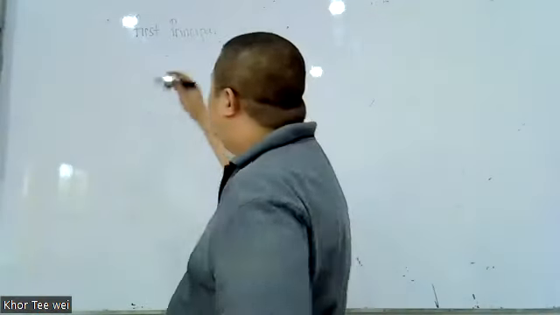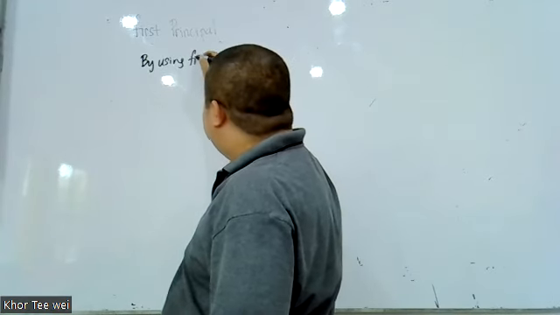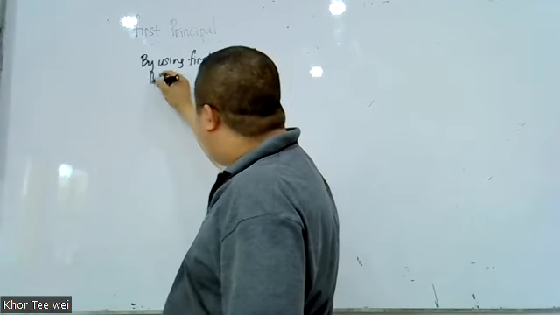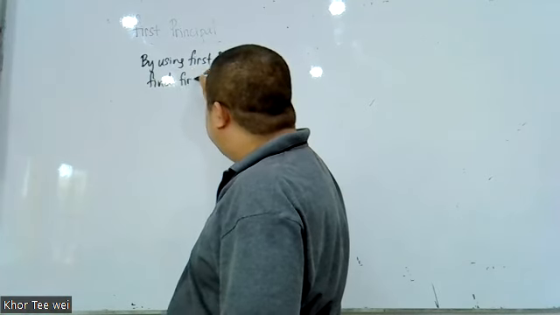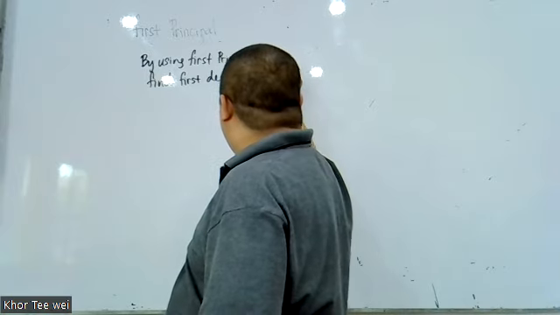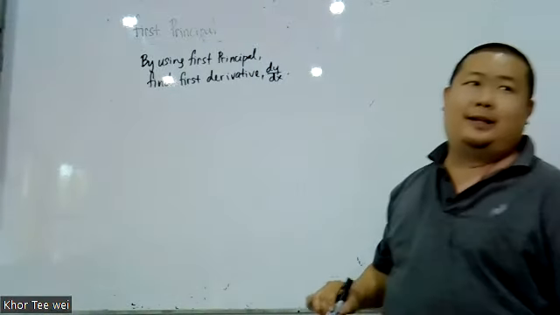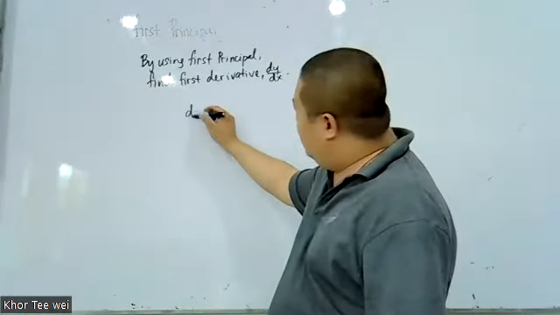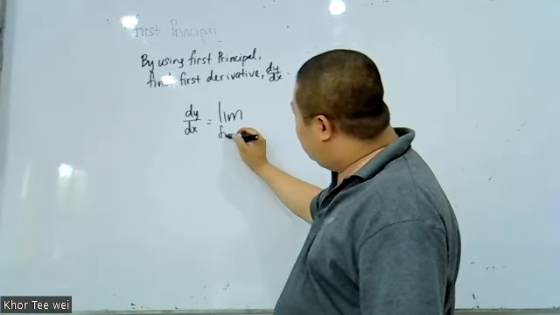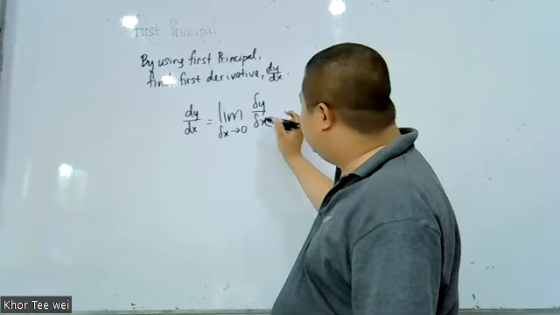So you see, normally the question is like this. Okay, by using first principle, find the first derivative. So your first derivative we call dy dx. So remember, your dy dx actually is equal to your limit delta x going to 0, delta y over delta x.